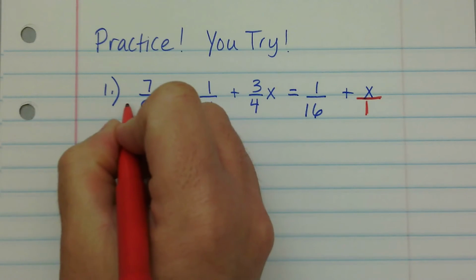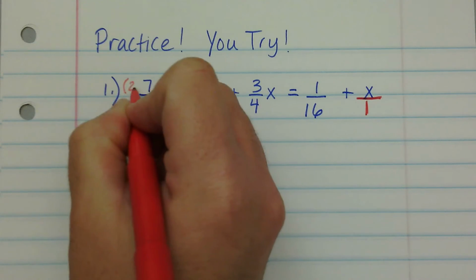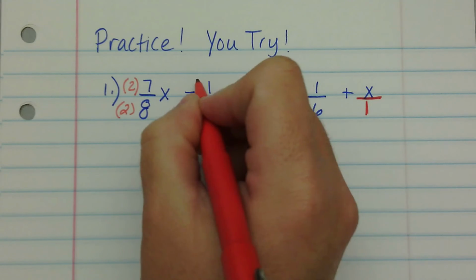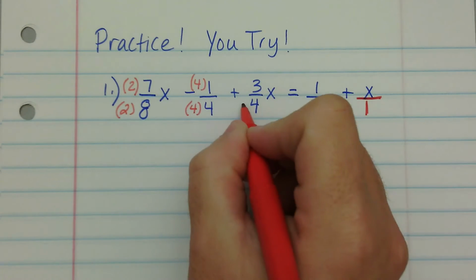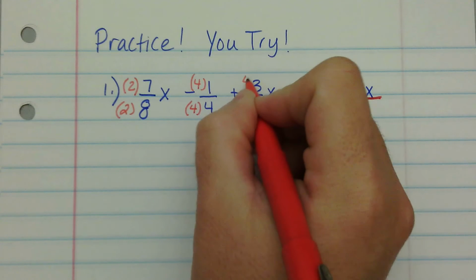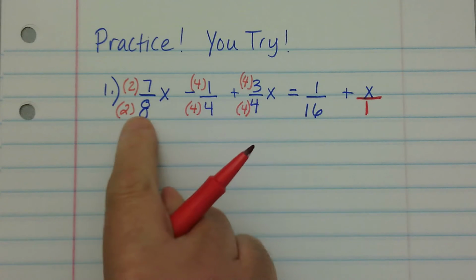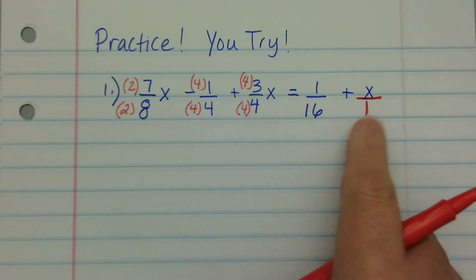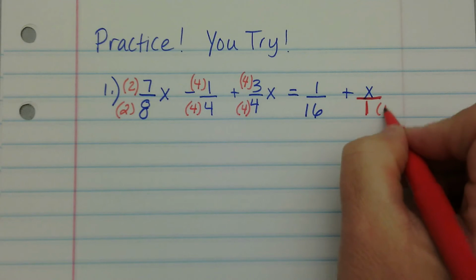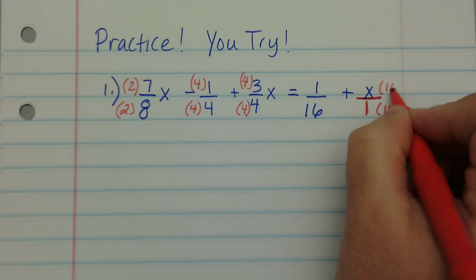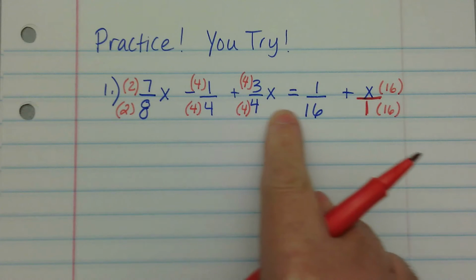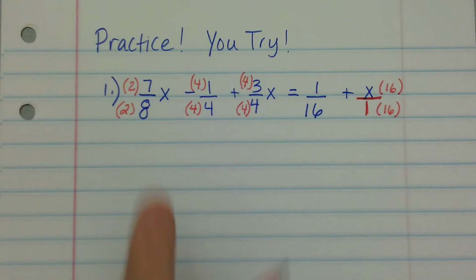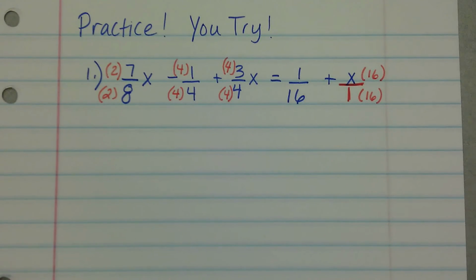So 8 times 2 is 16. So we're going to do 2 on the bottom and 2 on the top. 4 times 4 is 16. So we're going to do 4 on the bottom and 4 on the top. Another 4 times 4 on the bottom and 4 on the top. So now I have 16, 16, 16, 16. I need this one. Don't forget this guy. We need to make a 16 on the bottom and on the top in order to create an even playing field. Once every single term has the same denominator, we can rewrite the numerator and solve the equation.